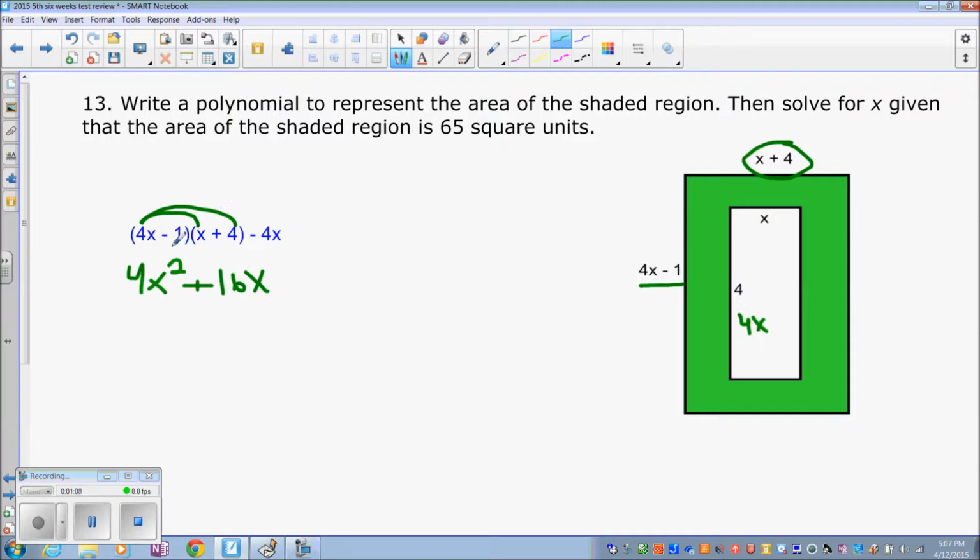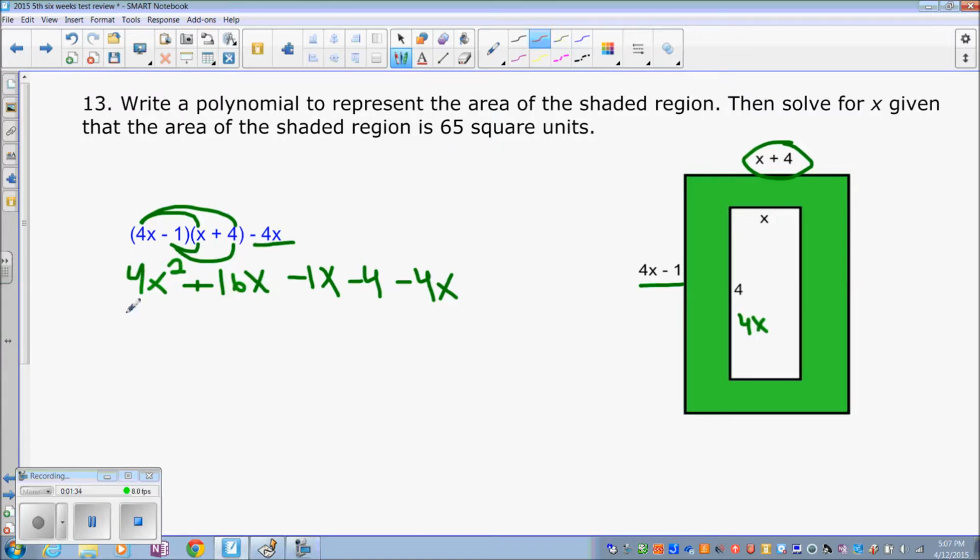And then we're going to do inside here times inside here. Negative 1 times x is going to be negative 1x. And last here times last here. Negative 1 times negative 4 is negative 4. And everything's FOILed out, but I've got to bring down this minus 4x so that I don't forget about it. If I don't bring it down, I'm going to forget. So I'm going to go ahead and bring it down.